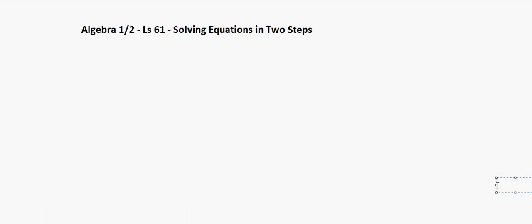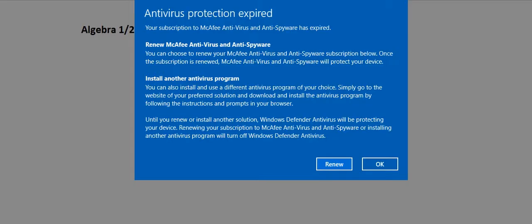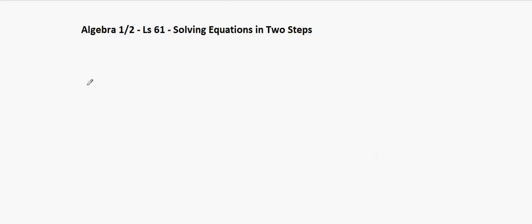Welcome back, Algebra Half. Today's lesson, lesson 61, is called Solving Equations in Two Steps. We've solved equations in one. Let's try solving them in two. I just think this is where algebra starts to get even more fun, where it gets a little more involved and you have to think just a little bit more. And it's not just follow the same pattern, although there is a lot of pattern to this. You have to just put a little bit more to it.